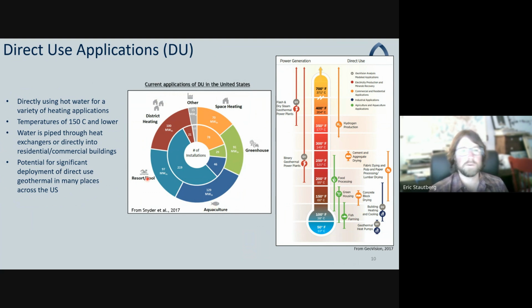Of course, we've probably all been to hot springs, pools that are heated with geothermal energy. There's district heating, so tying in towns and campuses to geothermal sources. There's space heating, greenhouses, and of course, aquaculture. So there's a lot of different uses for thermal energy here in the US.